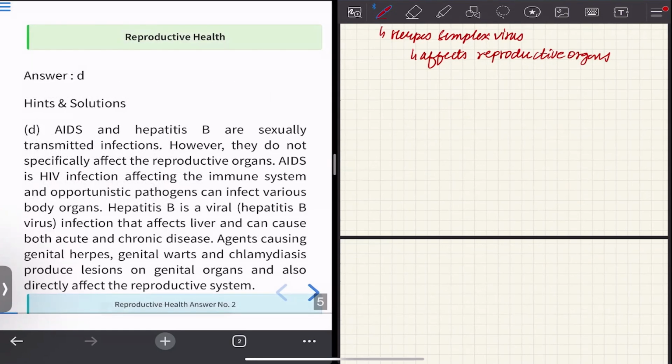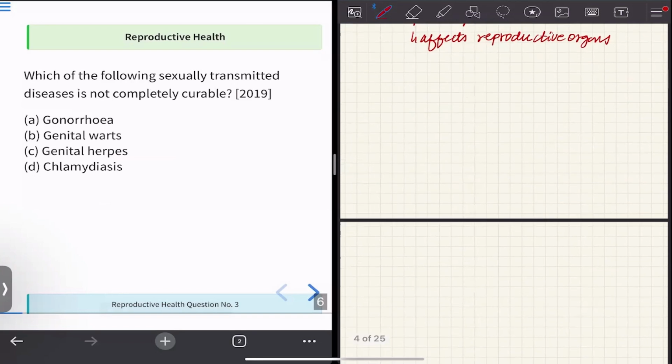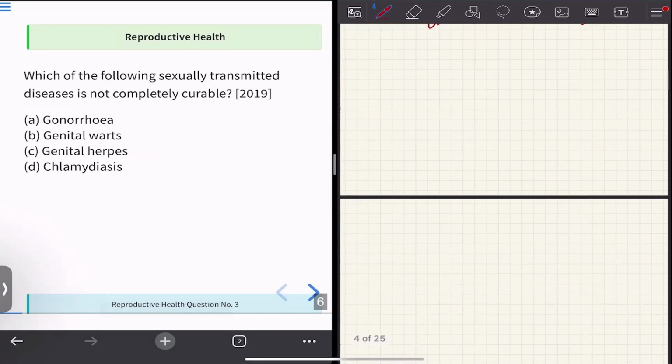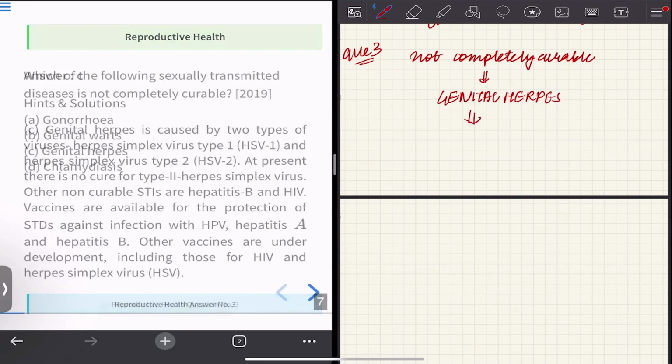Okay, moving on to the next one. Which of the following sexually transmitted diseases is not completely curable? So we have question number 3. The disease which is not completely curable is genital herpes. There can be a latent phase.